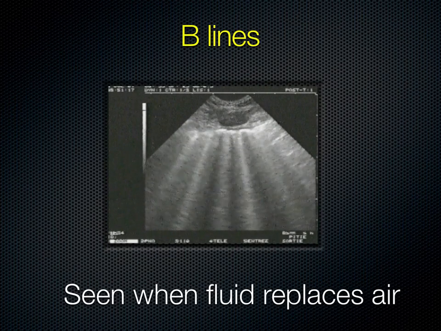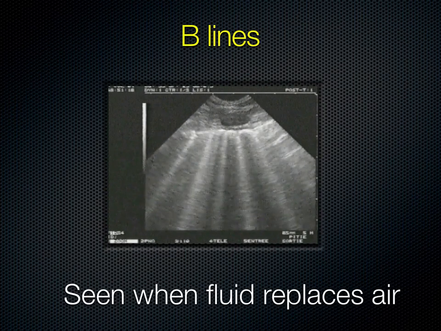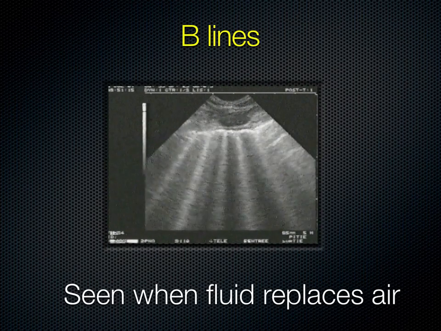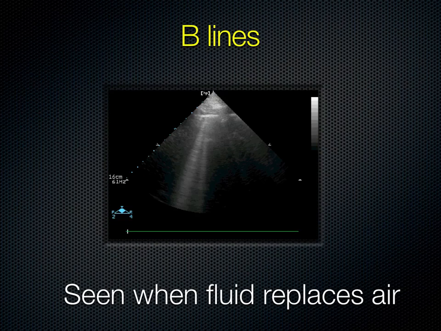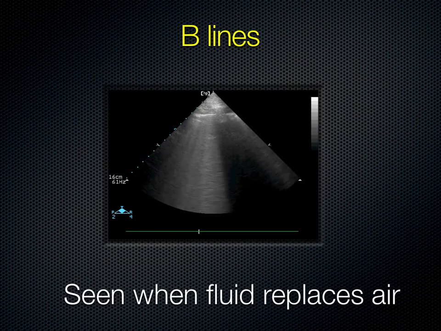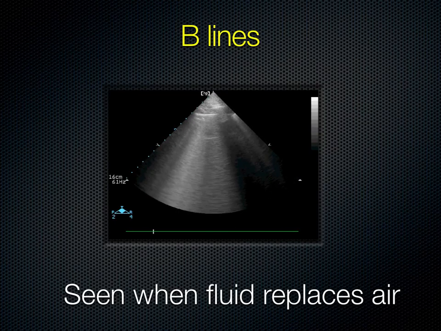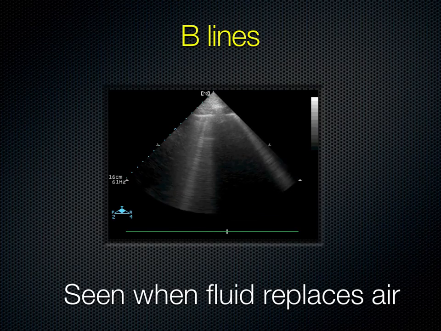Here's an example of what B lines look like. Again, it looks like a light show. You can see the movement with the pleural line moving. You can see the extension all the way to the edge of the screen. Here's another example. These B lines are more confluent, and that probably represents that fluid is not just in the interlobular septae, but also in the alveoli themselves, which tend to be more 3 millimeters apart.